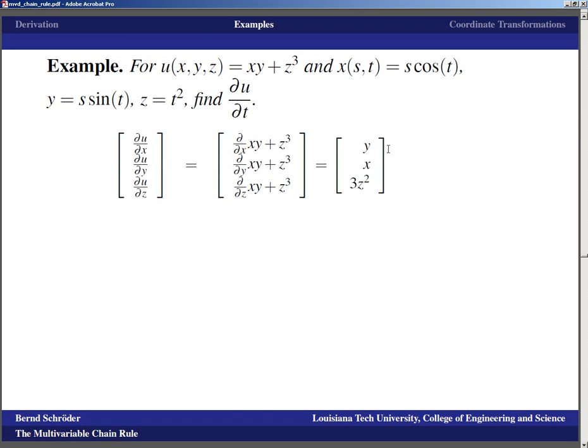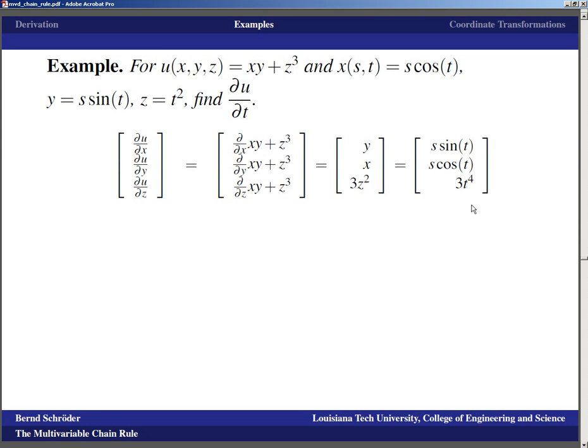And of course now we still have to plug in what x, y, and z are, so that would be s sine of t in the first component, s cosine of t in the second component, and 3t to the fourth in the third component, and that's exactly what it is here.